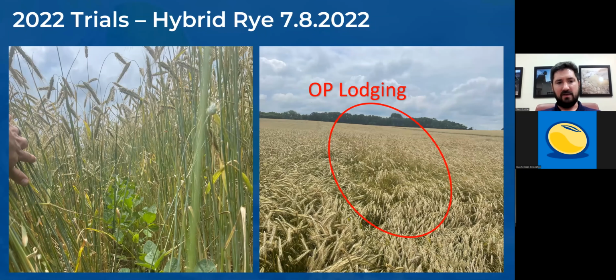Again, when you pull back that rye canopy, you can see the soybeans growing in there. So some observed differences here: the open pollinated is taller, it doesn't have that hybrid vigor, and it's more susceptible to lodging. So some of those strips have issues with lodging, which is a major consideration for when you're trying to harvest that over a soybean canopy.